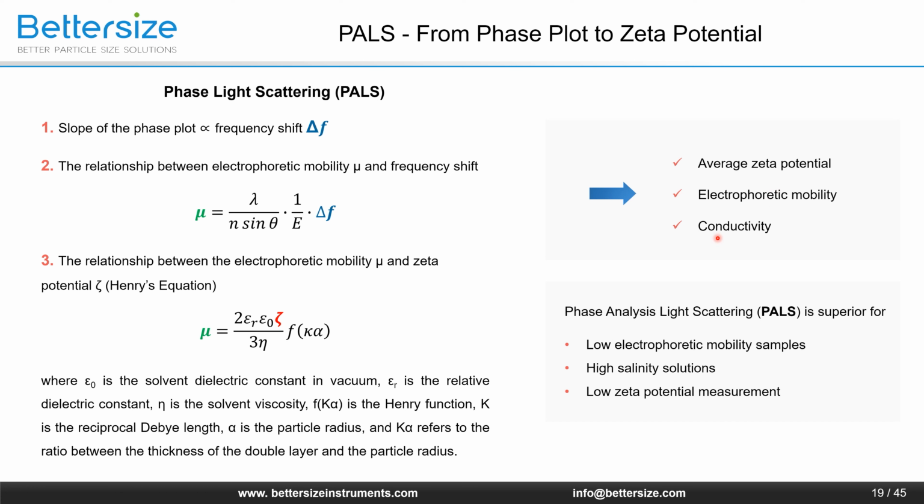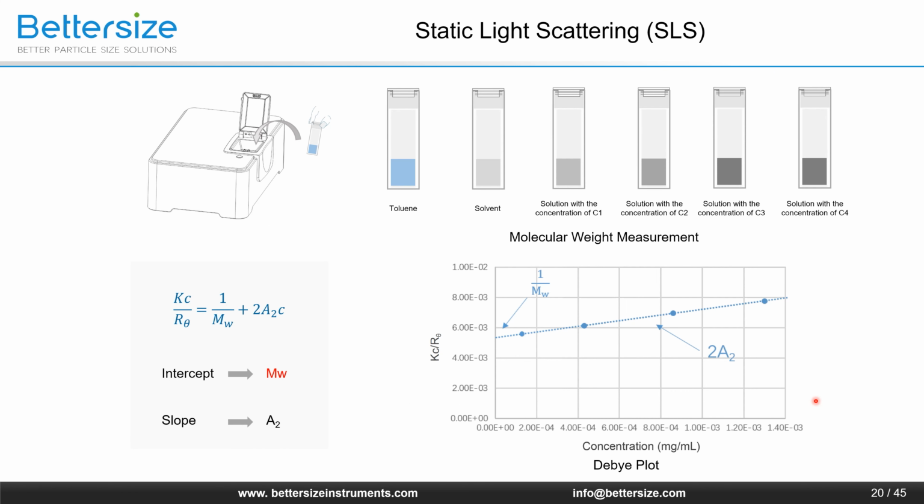What are the advantages of PALS? It can reduce the influence of Brownian motion of particles on the results, thereby providing higher statistical accuracy. In various applications, PALS can effectively measure the zeta potential of particles with very slow electrophoretic mobility at a high concentration. Another important technology of the BeNano that I want to mention is static light scattering.